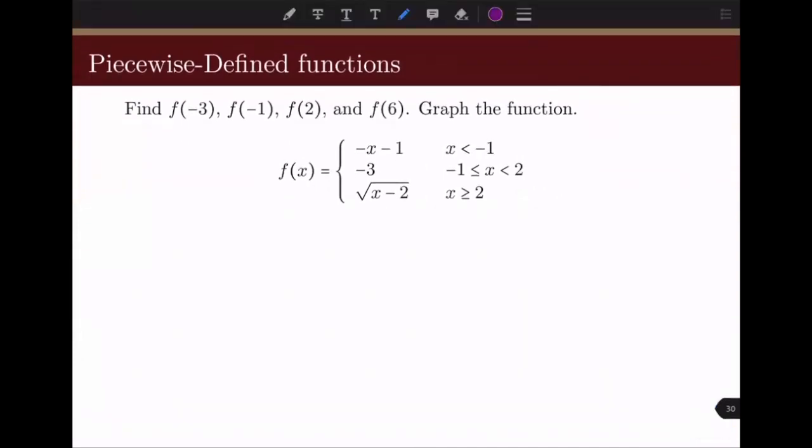Next, we're going to talk about piecewise defined functions. A piecewise defined function is essentially what it sounds like. It's a function defined in pieces. If you think about splitting up a number line, when x goes from negative infinity all the way up to negative 1, we're going to graph this linear function here. When x is between negative 1 and 2, we're going to graph this constant function, negative 3. And then when x goes from 2 to infinity, we're going to graph this square root function, square root of x minus 2.